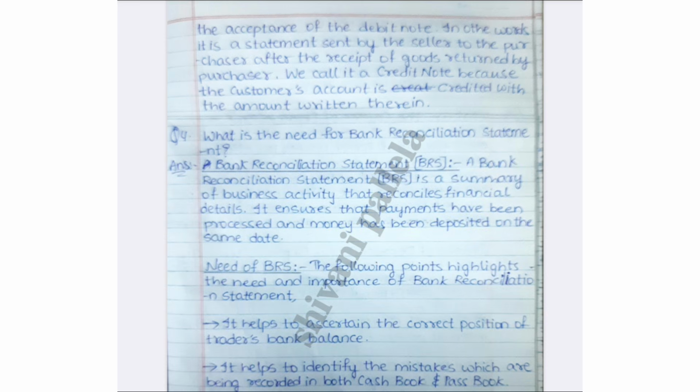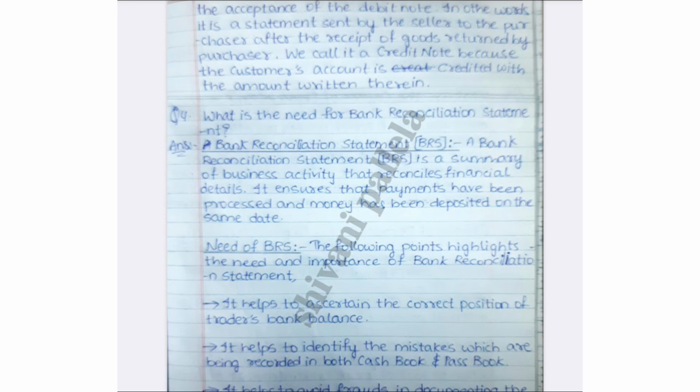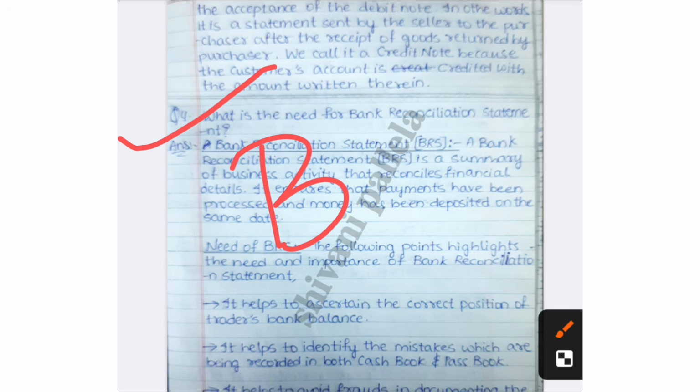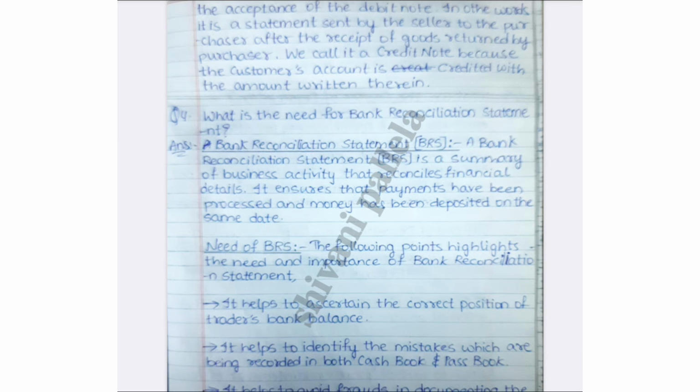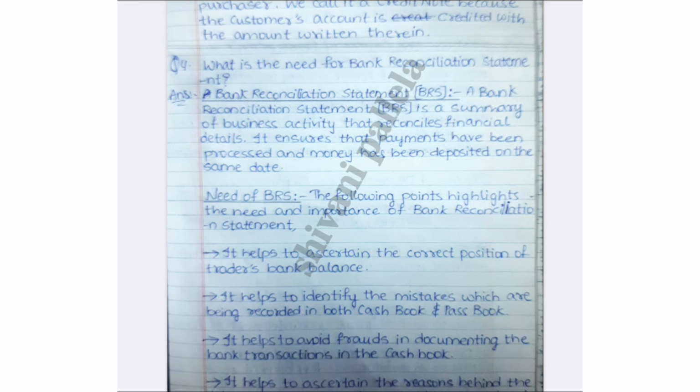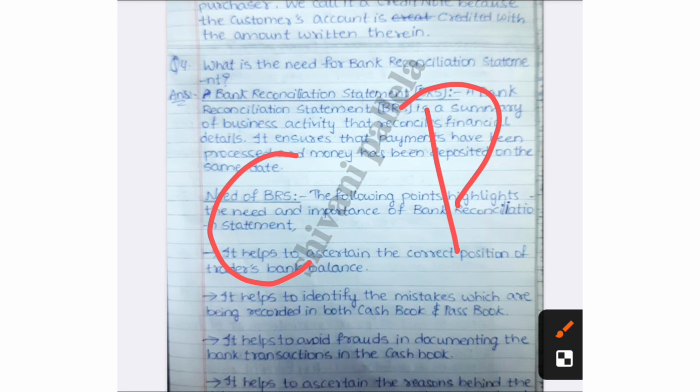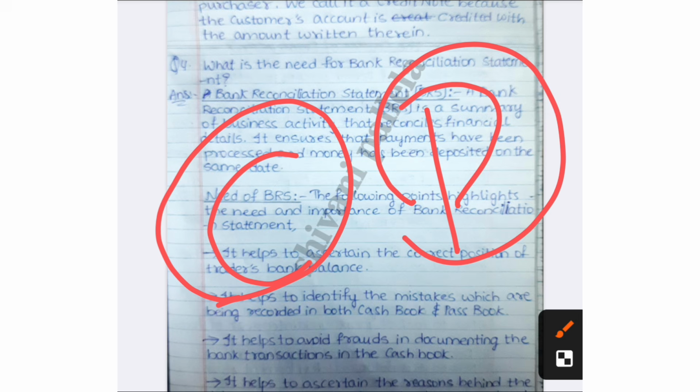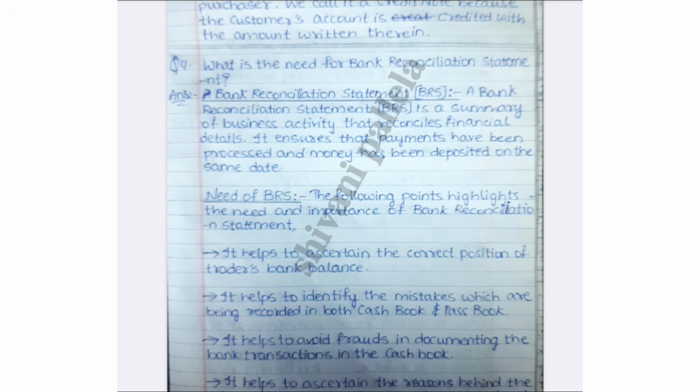Okay, so this is the most important one. The next important one is the bank reconciliation statement, that is BRS. BRS stands for bank reconciliation statement. Why will we do this? Whatever the cash book and whatever the passbook we are having, to tally both these accounts we will use this BRS.